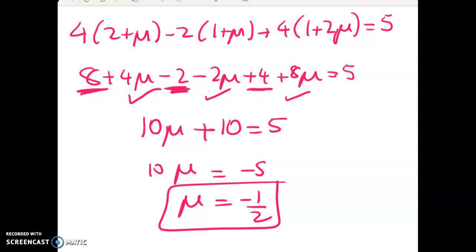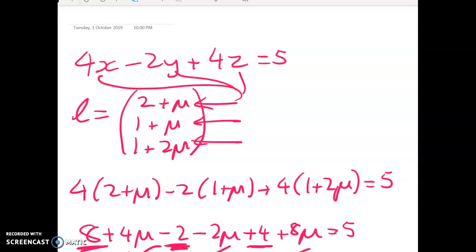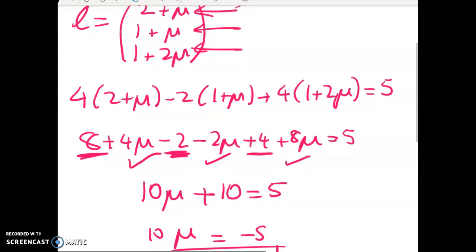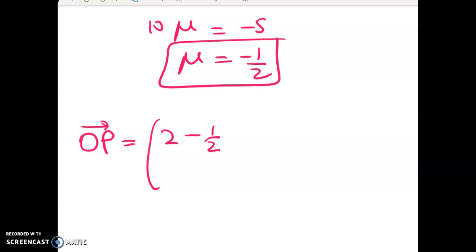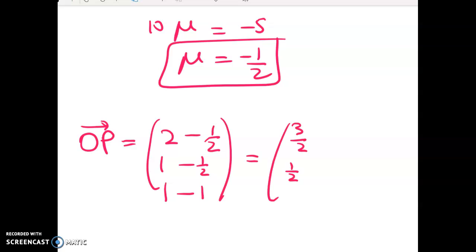So now we can find the point on the line where the plane and the line meet. So 2 plus mu, 1 plus mu, 1 plus 2 mu. So the vector that gets us to point P is 2 plus mu, 2 minus 1/2, 1 plus mu, 1 minus 1/2, and 1 plus 2 mu is 1 minus 1, which is 3/2, 1/2, or 0.